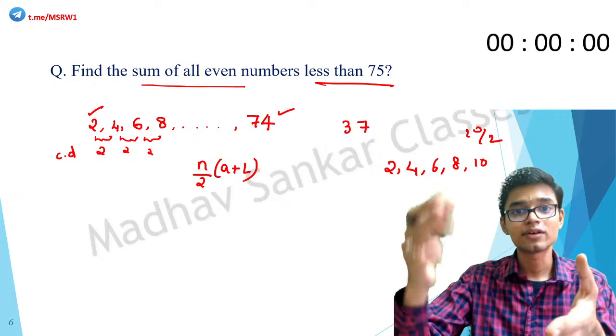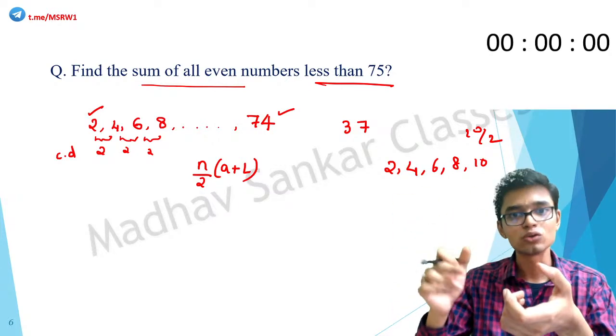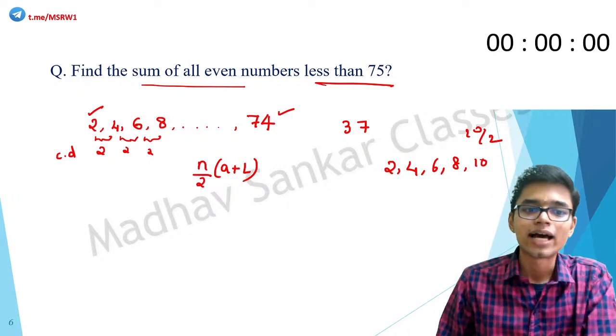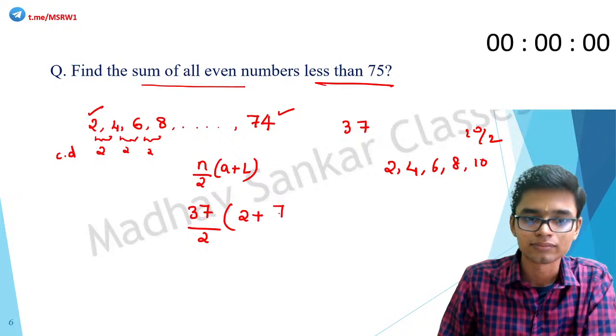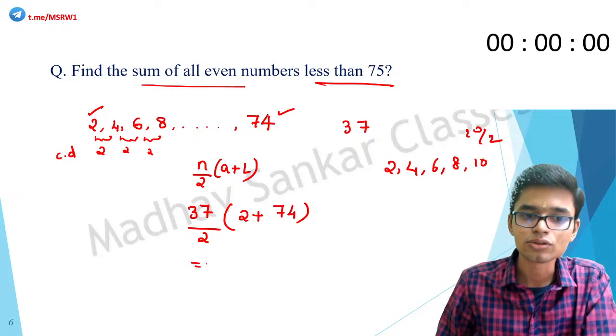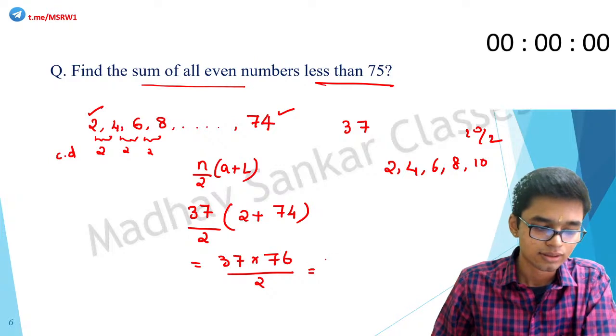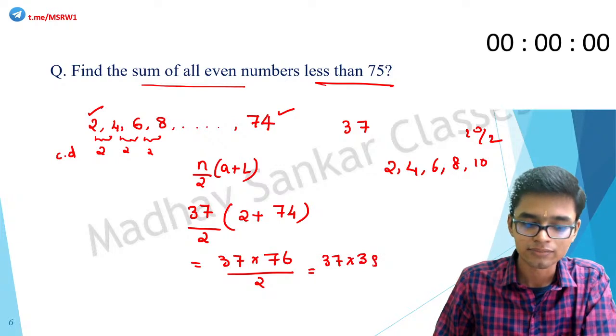So here it is up to 75. So even numbers, it is up to 74. So the value of n is 74 by 2, that is 37. So directly substituting that value: 37 divided by 2 into a, which is 2, the first number, plus the last number. Okay, and this is equal to 37 into 2 plus 74 is 76, divided by 2. Correct? This is equal to 37 into 38.